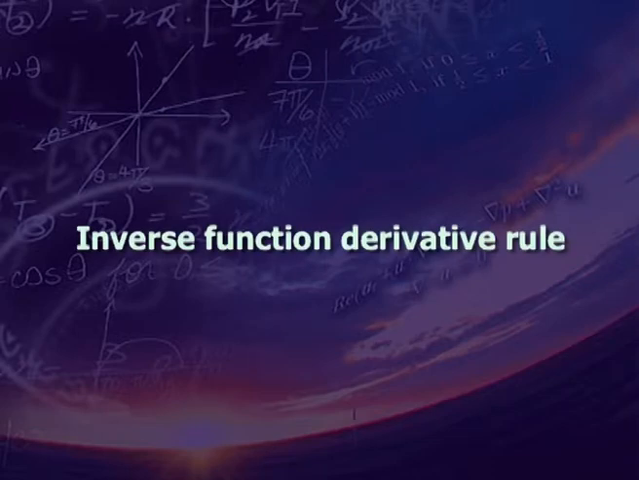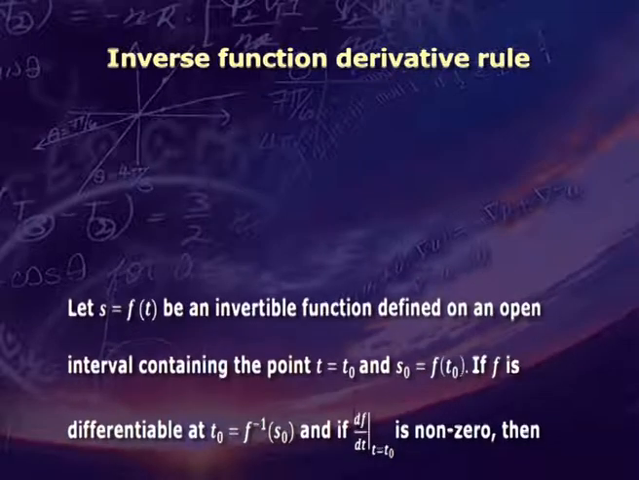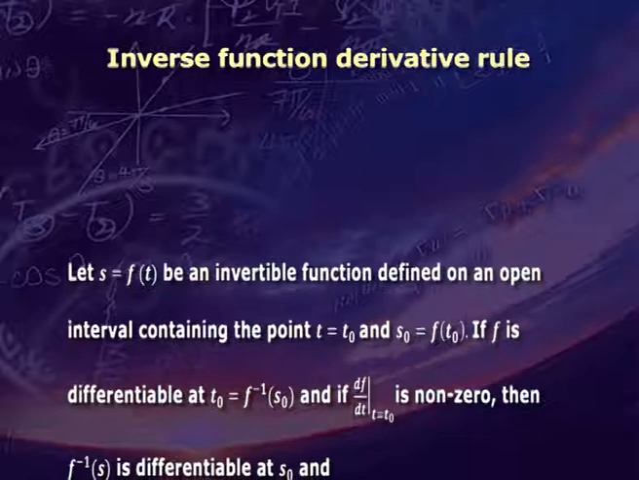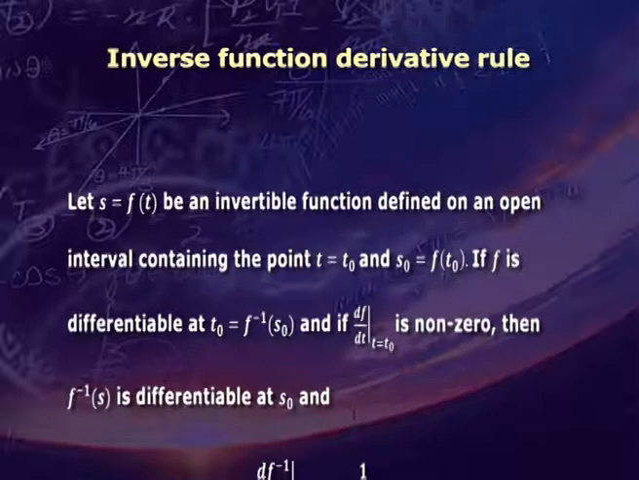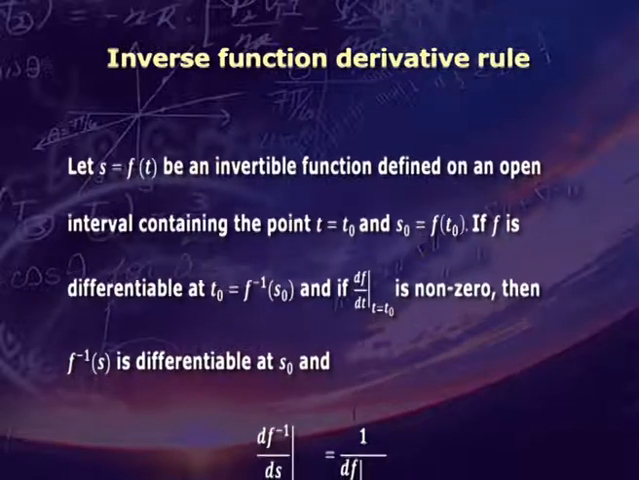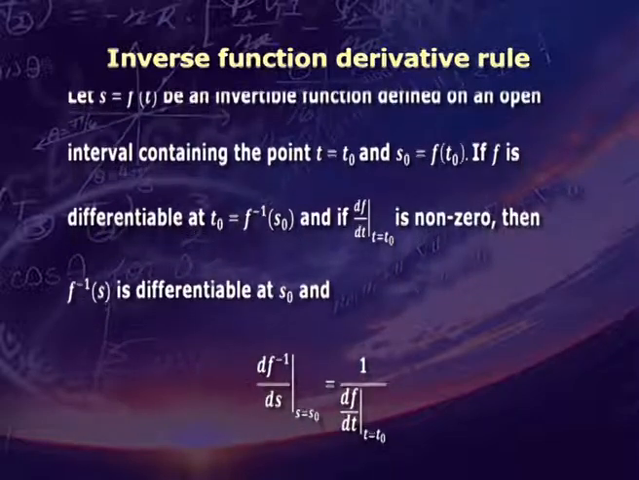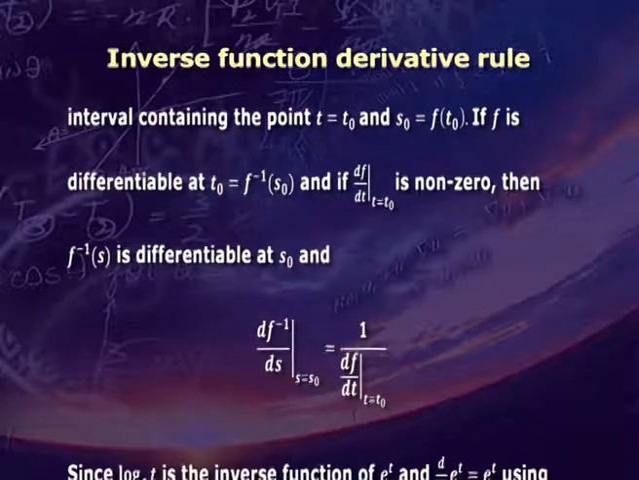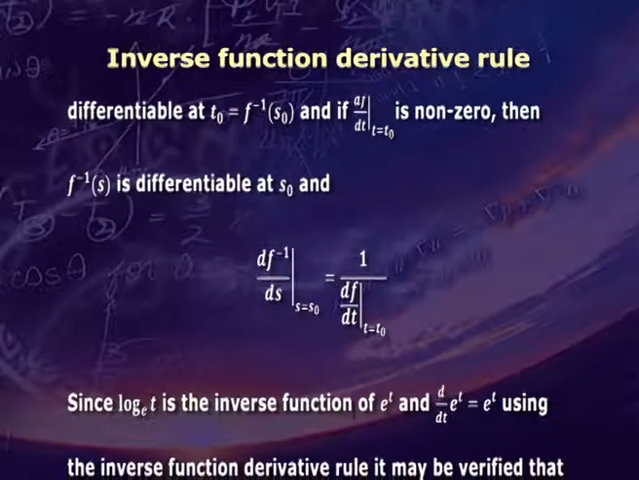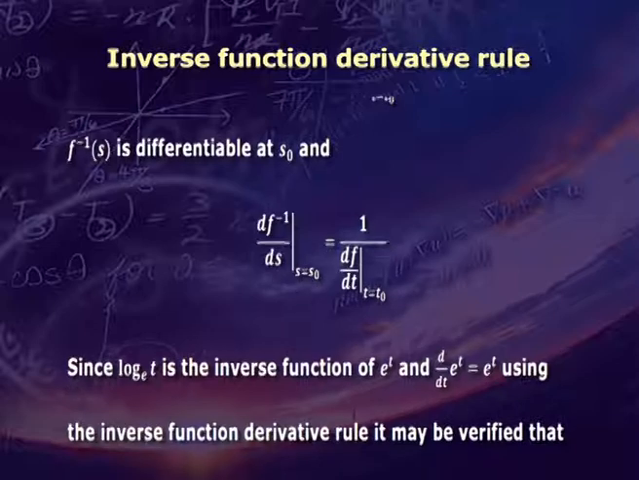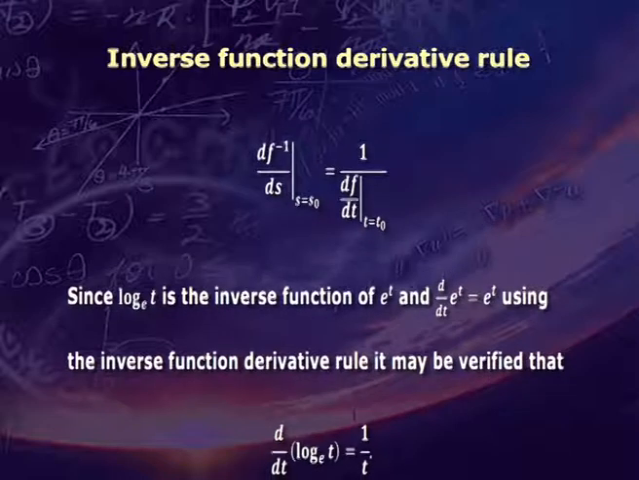Inverse function derivative rule. Let s equal to f(t) be an invertible function defined on an open interval containing the point t equal to t naught and s naught equal to f(t naught). If f is differentiable at t naught equal to f inverse of s naught, and if df by dt at t equal to t naught is non-zero, then f inverse (s) is differentiable at s naught, and d f inverse over ds at the point s equal to s naught is equal to 1 over df by dt at t equal to t naught.